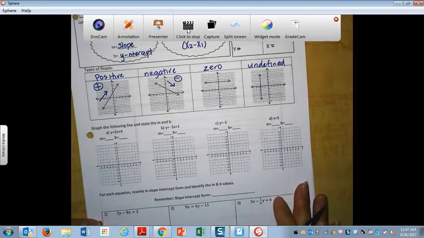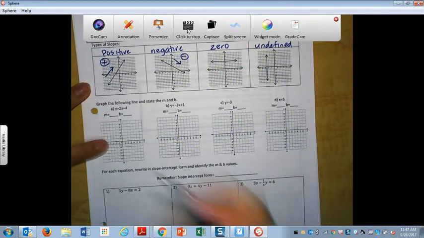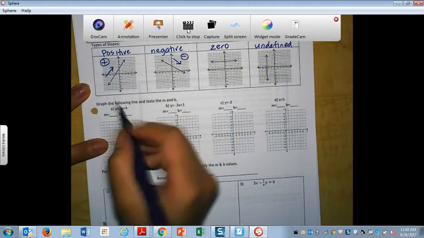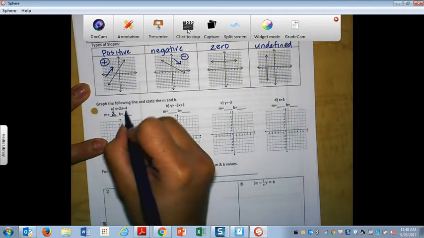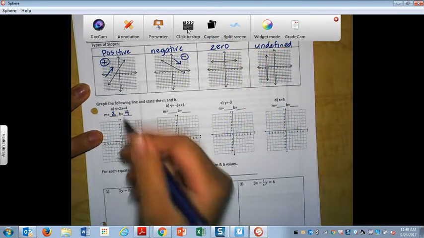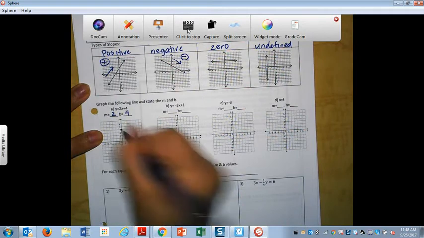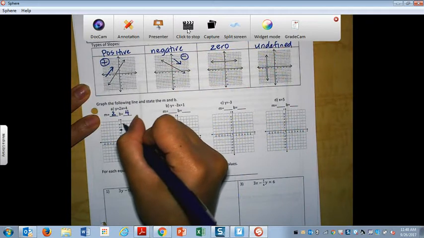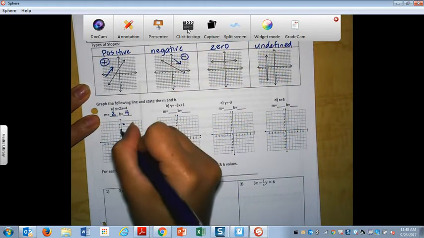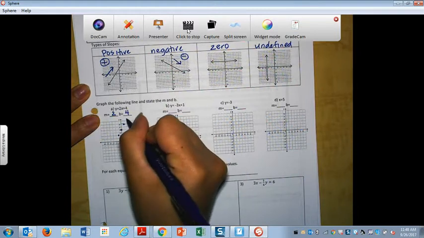Okay, so now it says graph the following line and state the M and the B. The M, when you look at the equation, is 2, and then the B, which is the y-intercept, is 4. So first thing you would do is graph the 4 right there, and then use the slope. Go up 2 over 1. Go up 2. I'm going to go the other way over 1. And so you create a line. So use at least 3 dots, and then you're going to create a line.